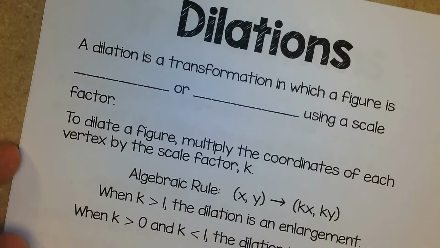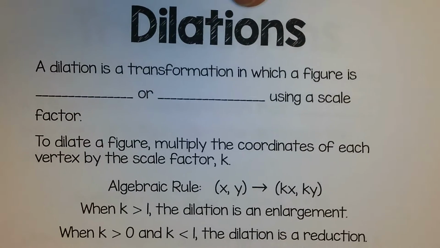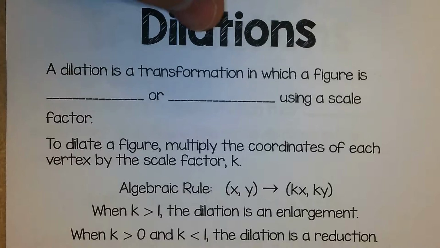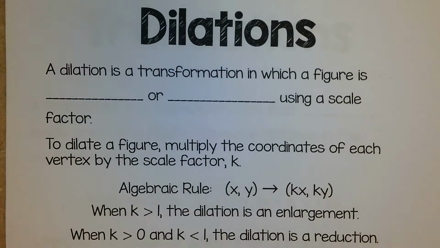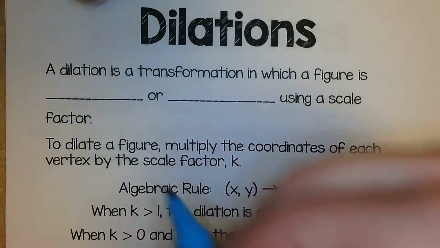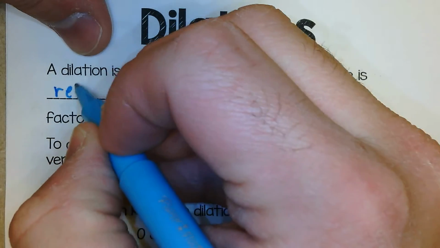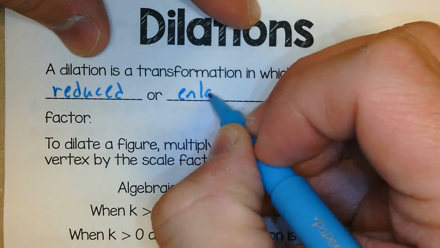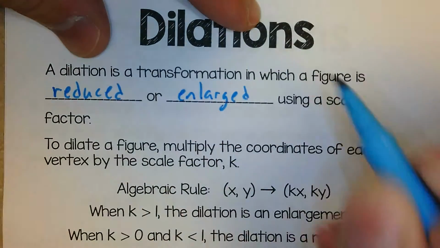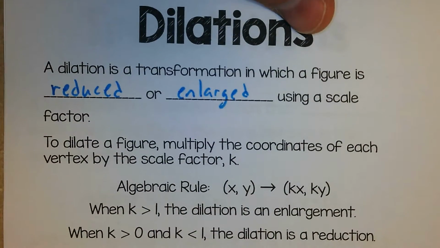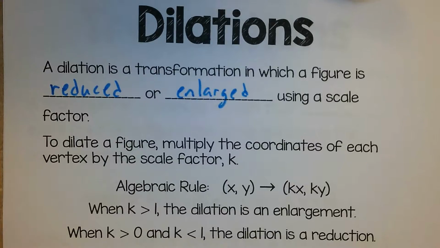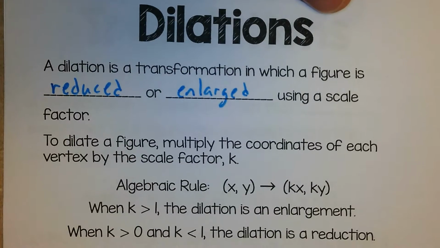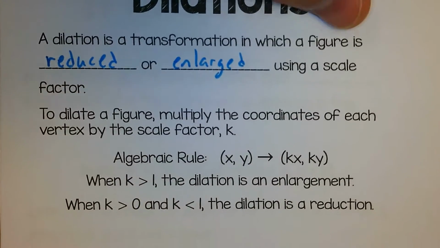So the first one we're going to look at is dilations. And again, if I'm going too fast, it's fine. Pause the video as you need to. A dilation is a transformation in which a figure is reduced or enlarged by using a scale factor. So to dilate a figure, multiply the coordinates of each vertex by the scale factor k.